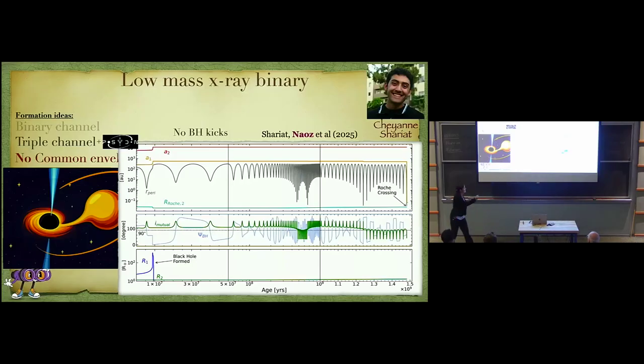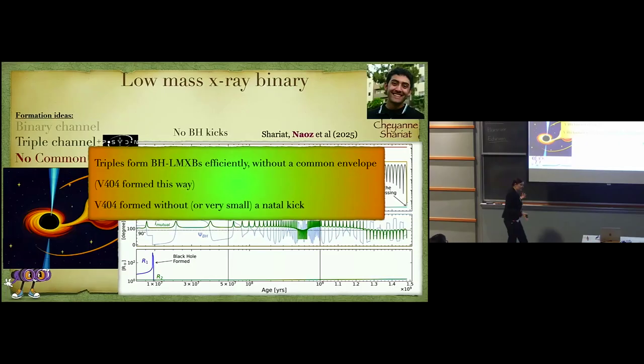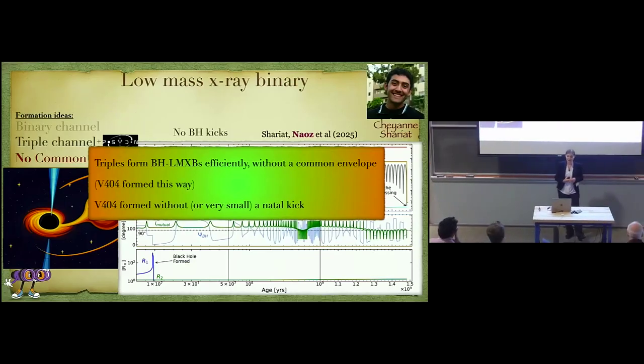This is semi-major axis. Pericenter is here in gray. Inclination, look at the green one. And this is the radius of the stars. This is where the black hole formed as a function of time. We see here flips, hallmark of this behavior. And here we get a low mass X-ray binary. Cheyenne found that it's actually very efficient to form black hole low mass X-ray binaries without common envelope. And it seems that V404 formed this way and without, or with very small, natal kick, which is an important factor that we can consider a little bit later.